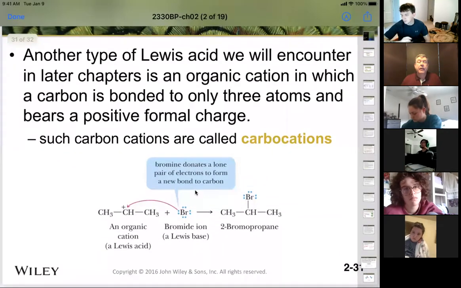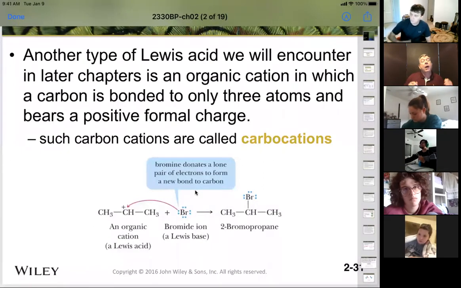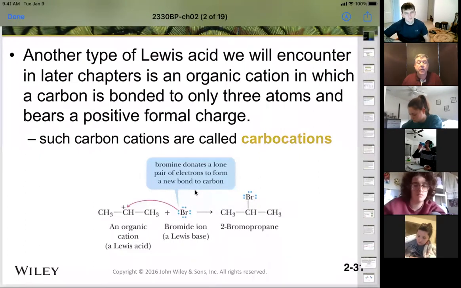However, there's not always this opportunity when we're going to just have a neutral species attack the lone pair. We also have an opportunity to have things that have a charge on them, like a cation. That cation is a Lewis acid because it wants to accept electrons to make a new bond. Okay, so now we can have organic cations act as Lewis acids, willing to accept the lone pair from even weak bases to make a new sigma bond.